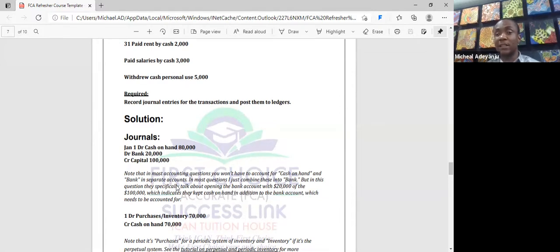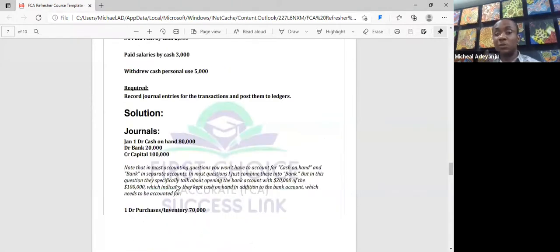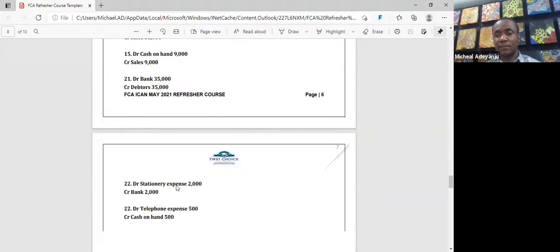You see the way we are crediting cash account as if all our cash is going to finish. How much do we have left? When there's no money on the ground, this person still has the guts to withdraw cash for personal use. So we have to withdraw cash again for personal use of 5,000 naira. Okay.